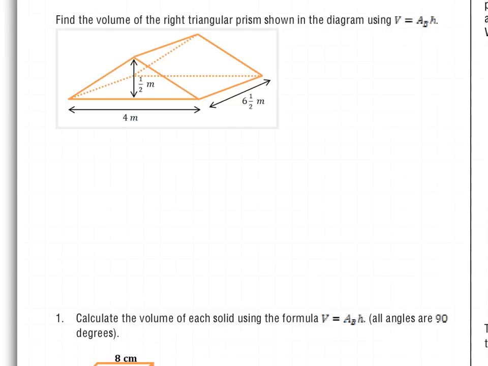Alright, so it says find the volume of the right triangular prism shown in the diagram using our equation that the volume is equal to the area of the base times the height. So remember, when we're talking about a base of a prism, it is the shape that has the exact same shape directly across from it, and it's the rectangles that are connecting the two bases. So identify within your group really quickly, what is the shape of the base in this prism?